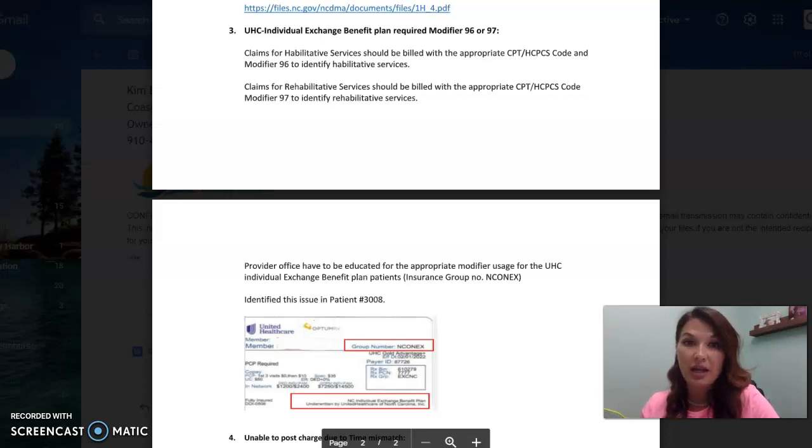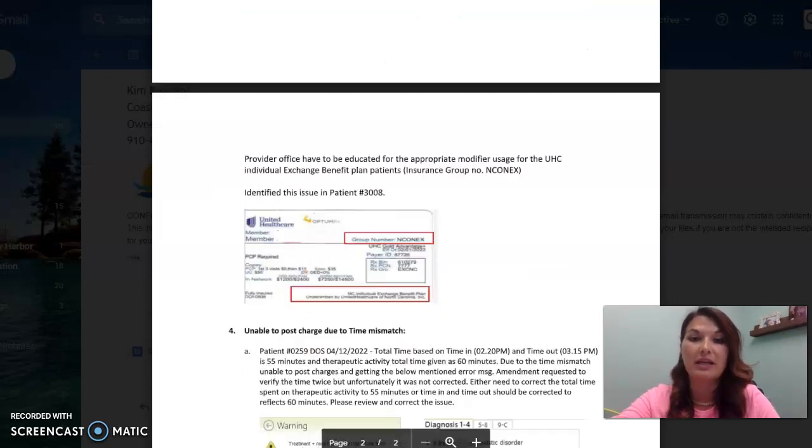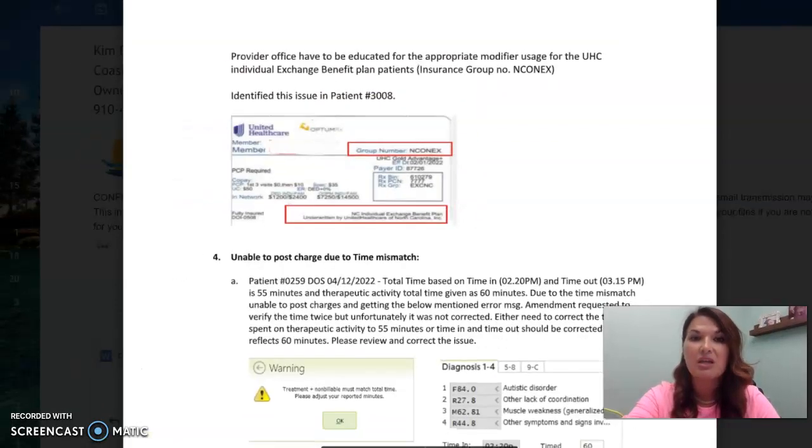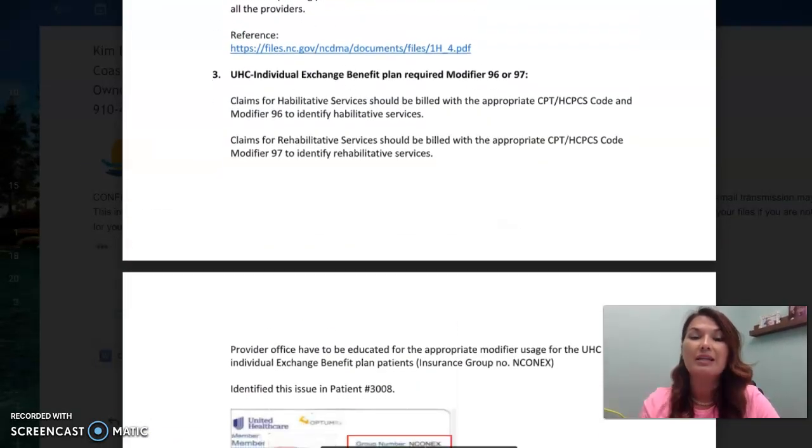For UHC and TRICARE, if you are an assistant, we also have to apply a CO for COTAs and a CQ for PTAs in the modifier 2 or 3 box. For this particular UHC payer, for this particular plan, and you can see here, it's all UHC plans that state this on the bottom. I'm looking at the bottom red box, not necessarily the group number, because it could be a different group number than that in Connex. But if it says on the UHC card, NC Individual Exchange Benefit Plan, then we also have to apply a 96 or a 97 modifier in box number 2.